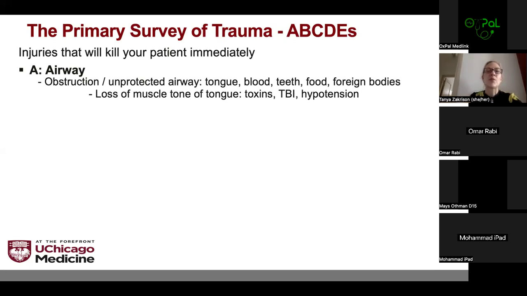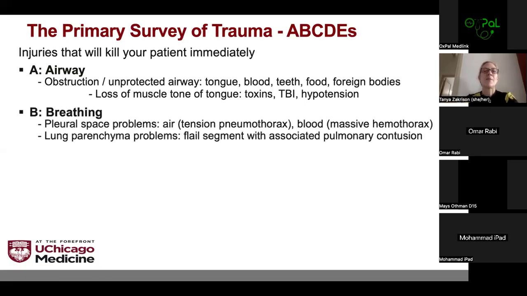That's really important. And if someone is not protecting their airway, if you're able to, we always like to intubate those patients. It's a bit of a debate when someone is hypotensive because of penetrating trauma, but that's a bit of another discussion for another time.